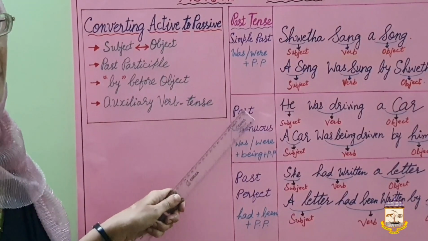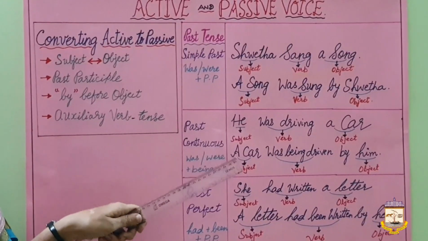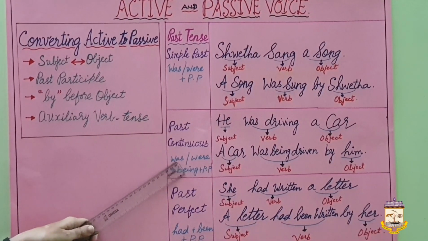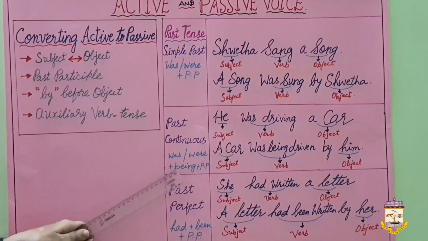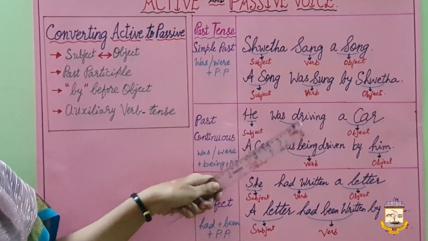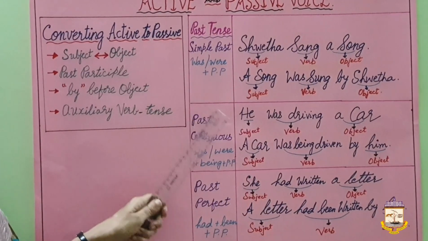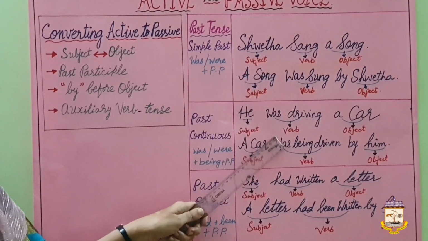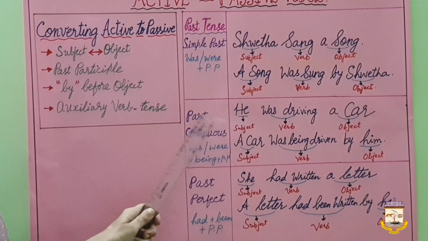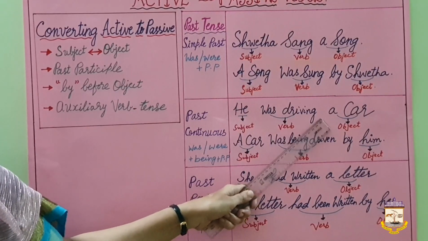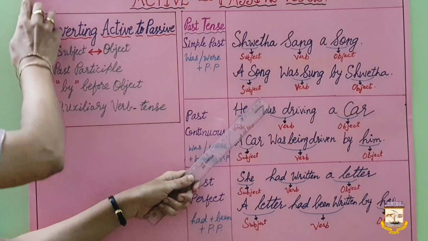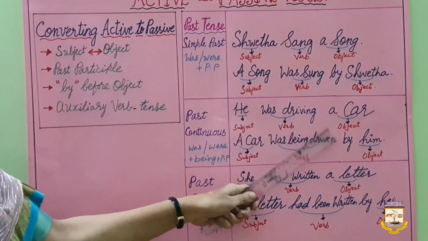Already you saw in the present continuous tense that ing forms of verbs will take being with it. So here also was for singular, were for plural plus being plus past participle. The example here is he was driving a car. In the present tense he is driving a car because it was present tense. Here it is he was driving a car. Was denotes past tense. Driving, ing form, says that it is a continuous action in the past. So he was driving what? What was he driving? He was driving a car.